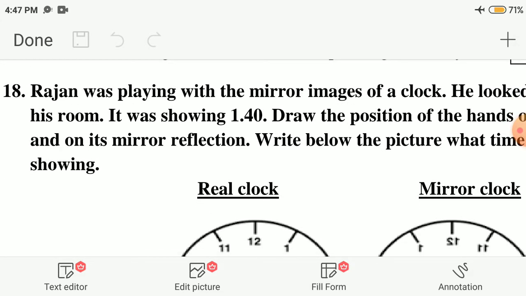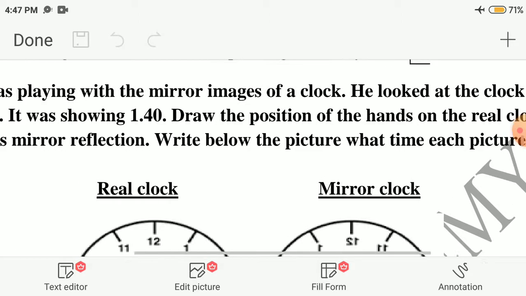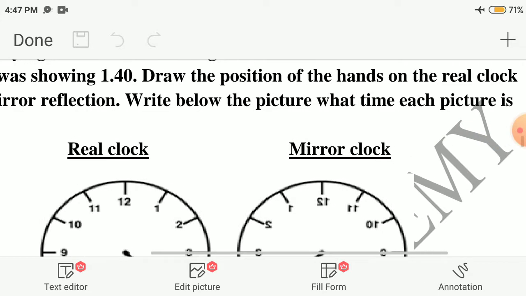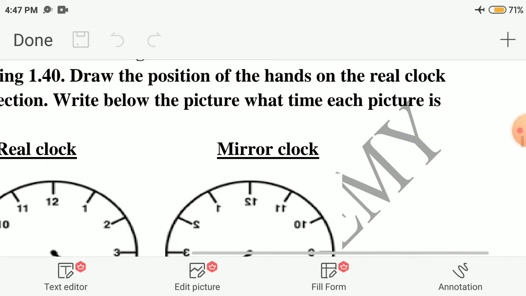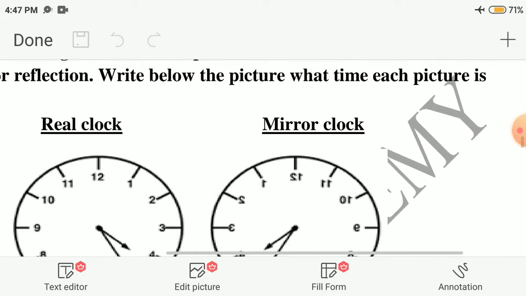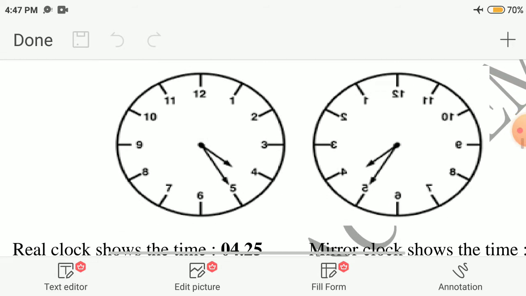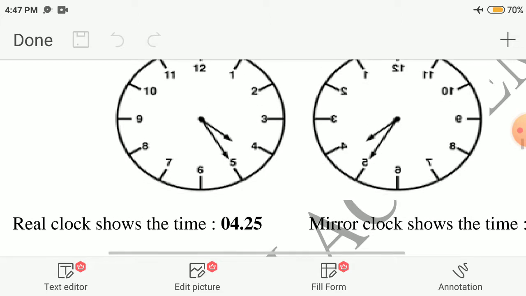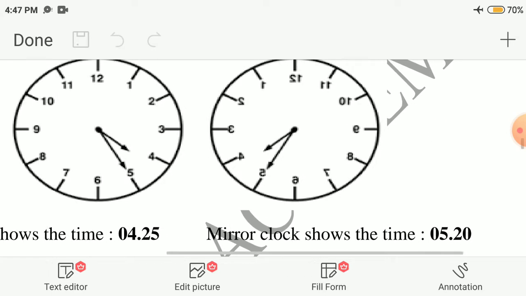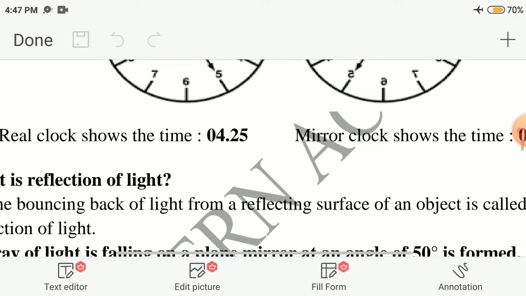18th question. Rajan was playing with the mirror images of a clock. He looked at the clock in his room. It was showing 1.40. Draw the position of the hands and its mirror reflection. Write below the picture what time each picture is showing. Real clock, mirror clock. Here the real clock shows 4.25. The mirror clock shows 5.20. Lateral inversion.